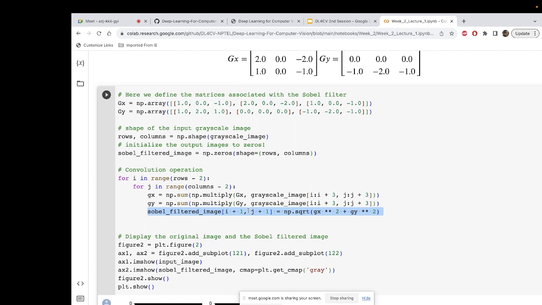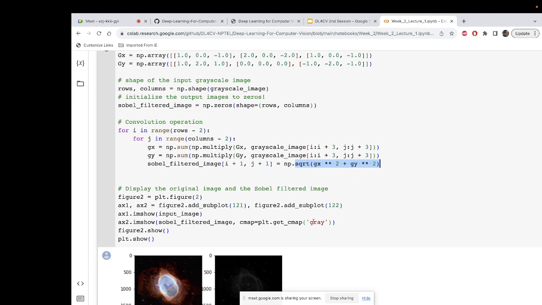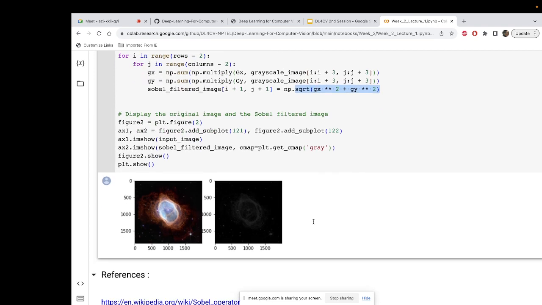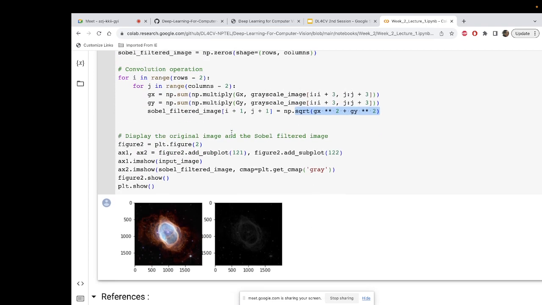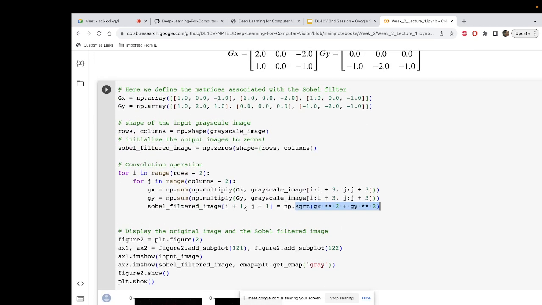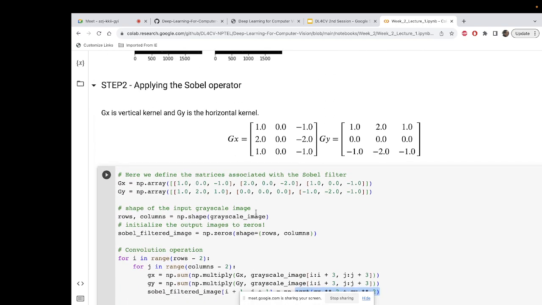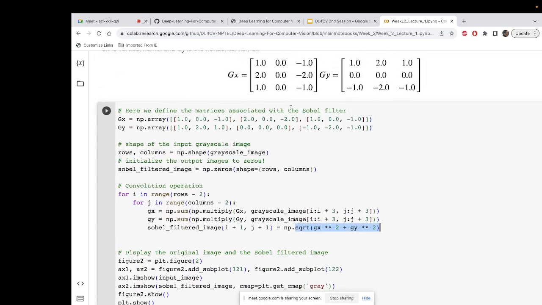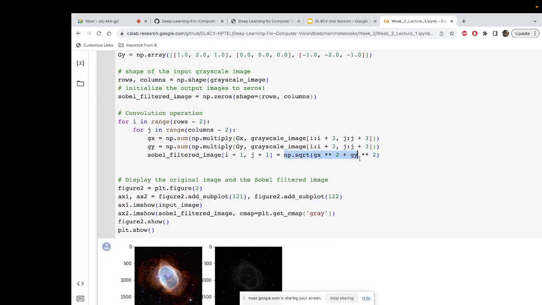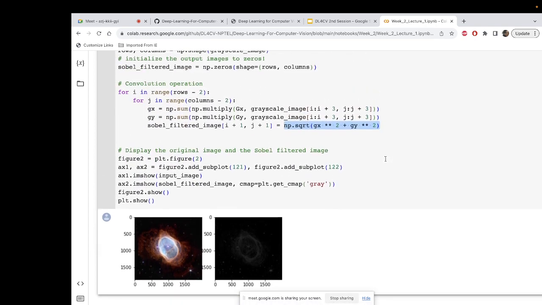At the i plus 1, j plus 1th location, we are computing Gx square plus Gy square, and np dot sqrt basically computes the square root of a quantity. So it's a square root function. You can see that implementing this particular code is nothing. All you have done is implement whatever was given here. You calculated the magnitude and that's it, you are done.